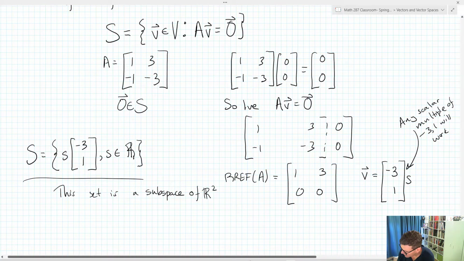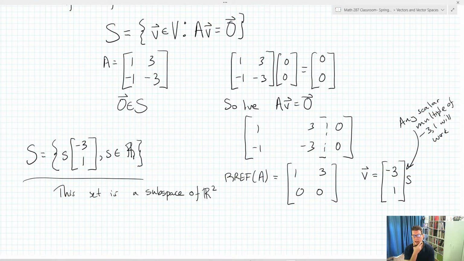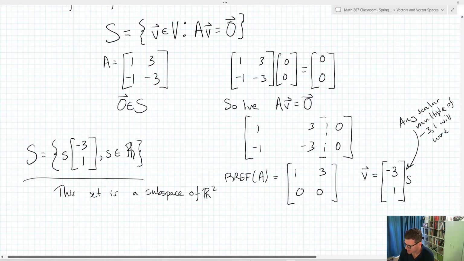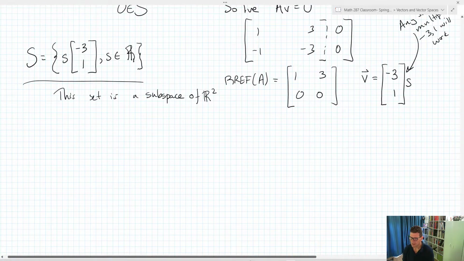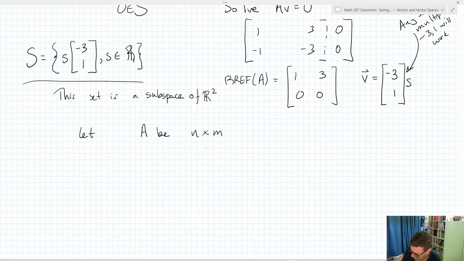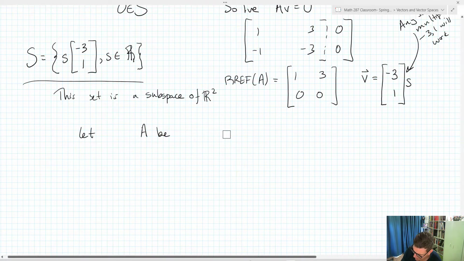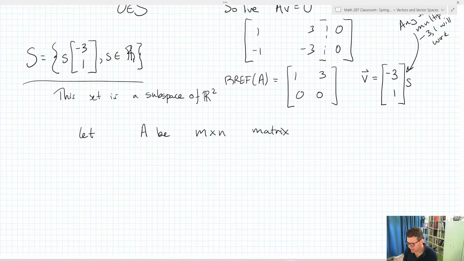Okay? What I'm going to show right now is some proof work to show that the null space is also in fact a subspace, just to demonstrate this idea of subspace. So, all right, let A be an m by n matrix.